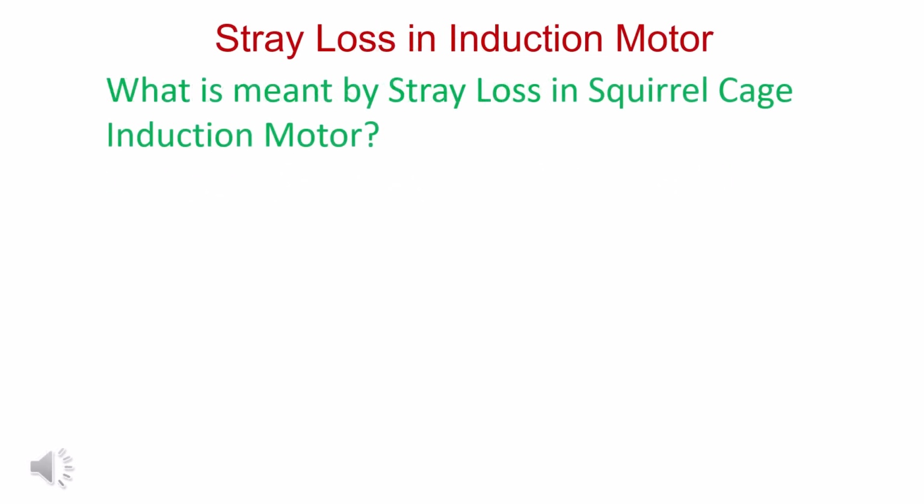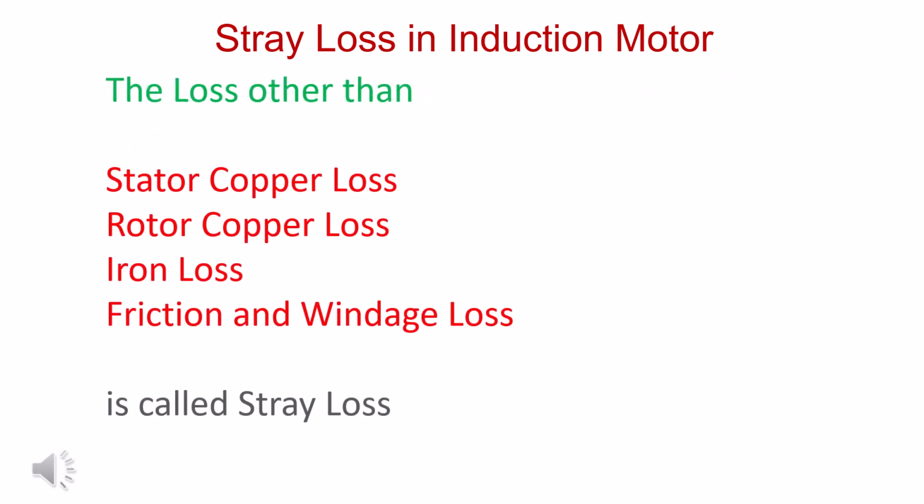What do you mean by stray loss in a squirrel cage induction motor? The loss other than stator copper loss, rotor copper loss, iron loss, and friction and windage loss is called stray loss.